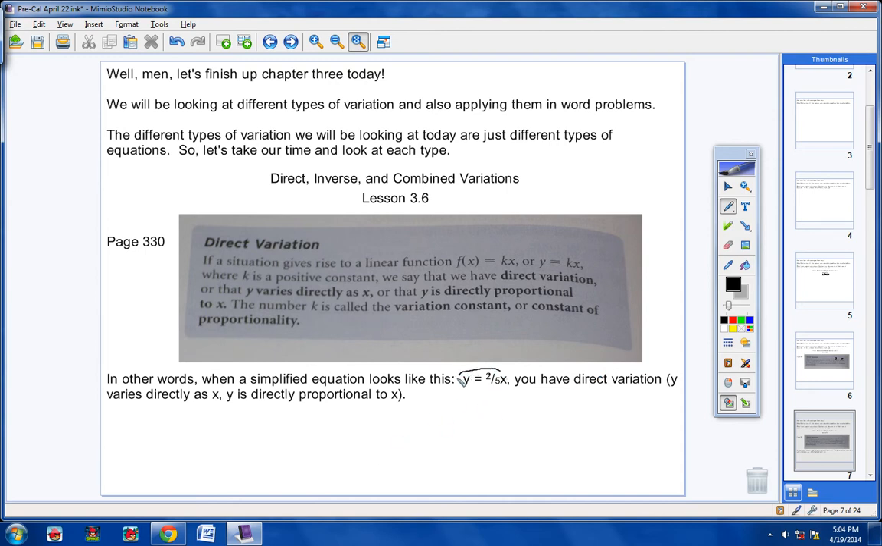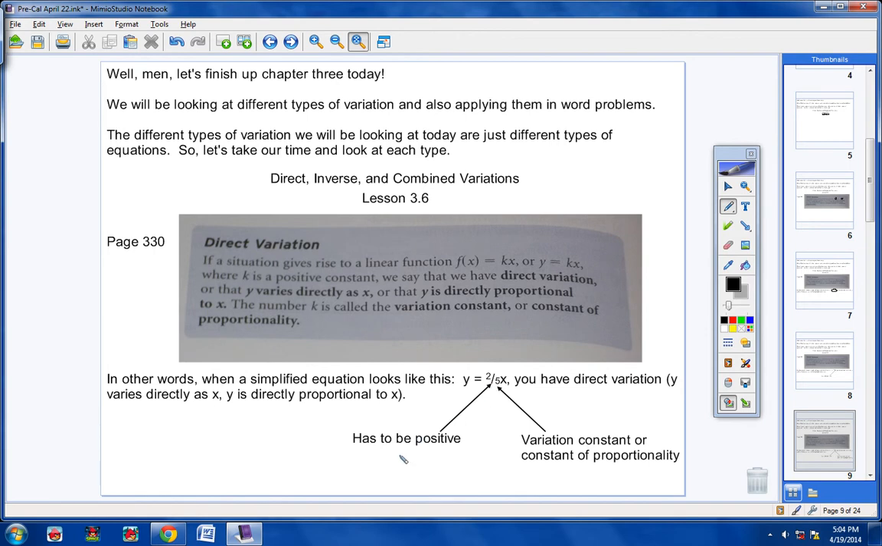If the equation looks like this, you have direct variation, or y varying directly as x, or y is directly proportional to x. And this 2/5 right here has 2 names. It has to be positive, first of all, so this number in front of the x cannot be negative. If it's negative, you do not have direct variation. And then also this number in front of the x is called your variation constant, or it's also called the constant of proportionality. Okay, so this number here has 2 names.